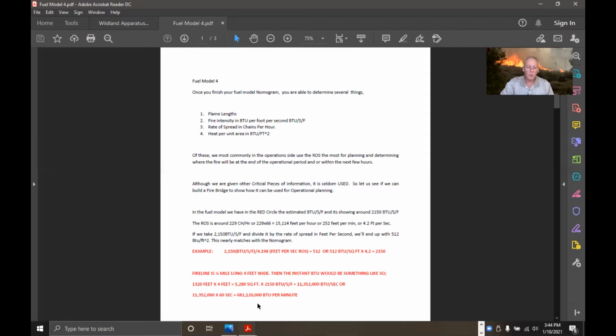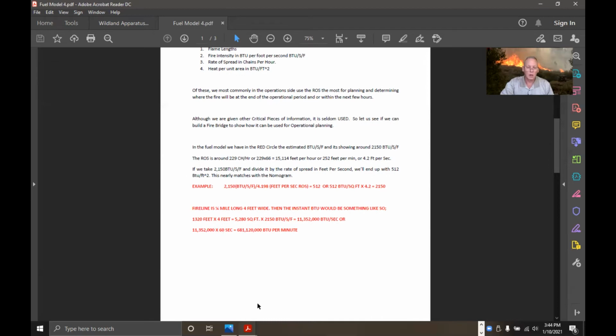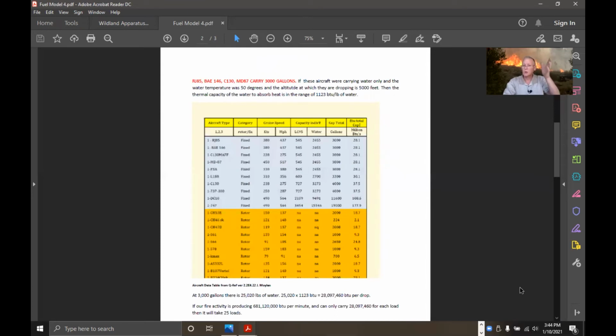Okay, so now this is where we're going to show you where this gets a little bit more useful. So now that we've got the total BTU, now we can figure out what we can do. I also want to help construct this fire bridge: if you want a fire to go out, fires produce BTU. Water absorbs BTU.